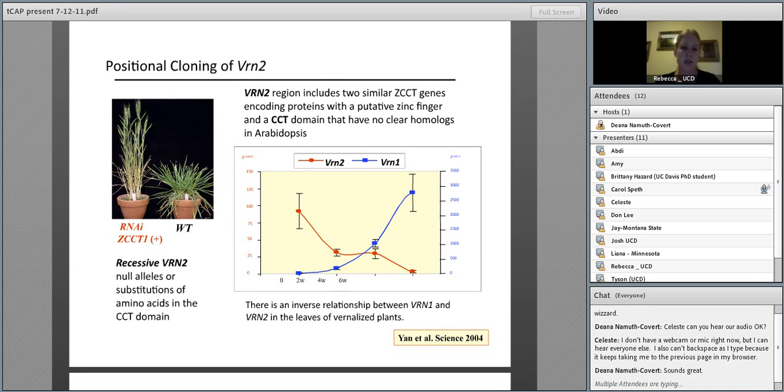So then VRN2, as I said before, during vernalization you see a downregulation of VRN2 and then a subsequent upregulation of VRN1. The recessive version of VRN2, where that's deleted, is where you have the early flowering phenotype. We see there are actually 2 genes at this locus, CCT1 and 2. When those are deleted, or there's some kind of substitution in some of the main amino acids in the CCT domain, you see this early flowering phenotype in the recessive VRN2.